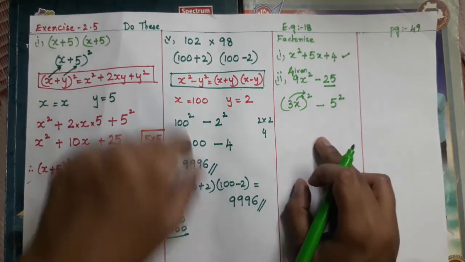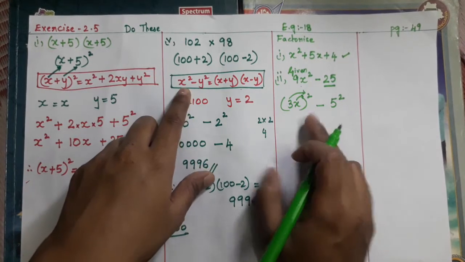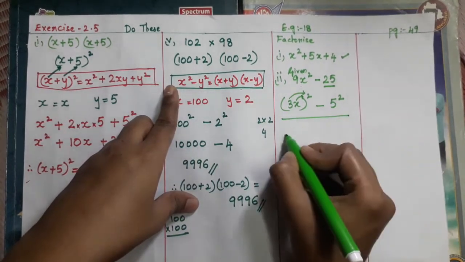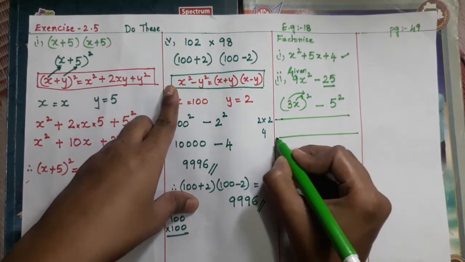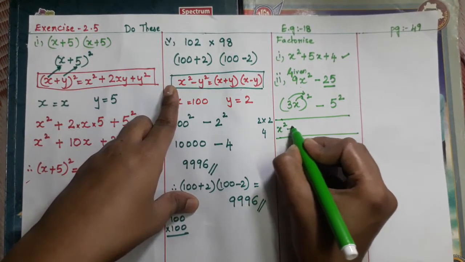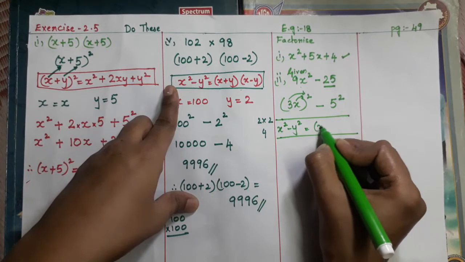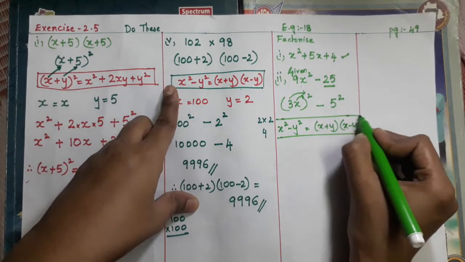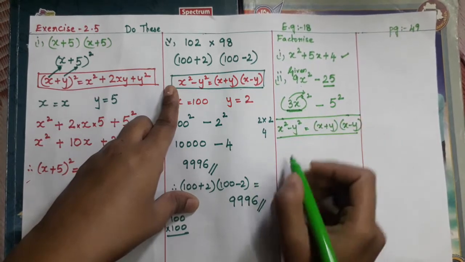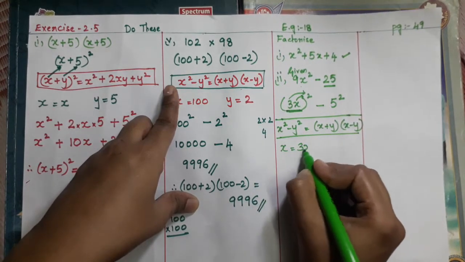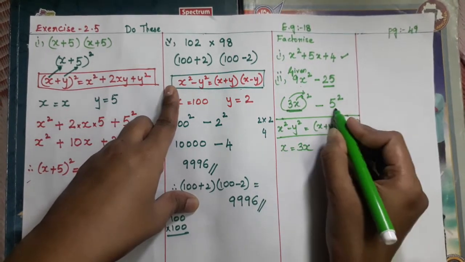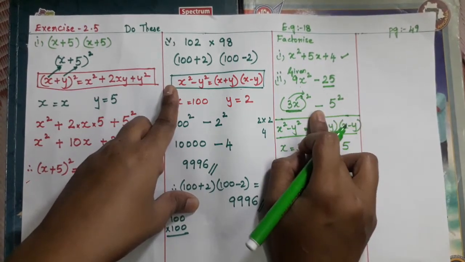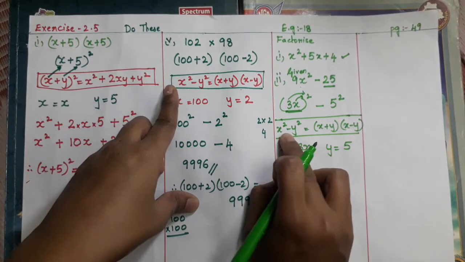Now which identity? It is the same identity. They have given it in this form, and now we have to convert it into this form. So first I'll write the identity. X square minus y square is equal to x plus y, x minus y. Now what is x here? X is nothing but this complete term, x is equal to 3x. Y is equal to what, children? 5. See here, both are squares and between them minus is there.